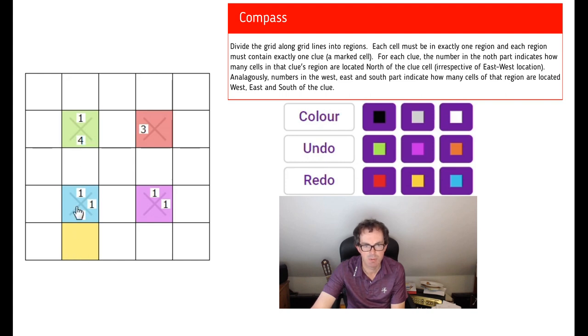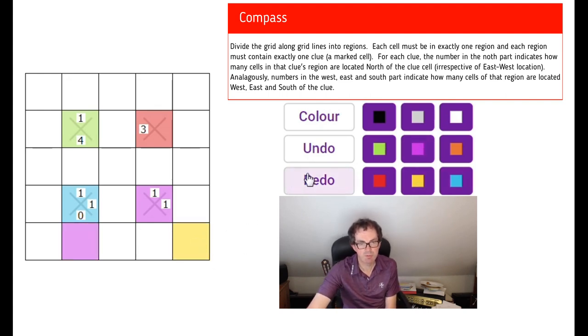We know this can't be blue. It could be purple, because purple is unrestricted coming west and south. Now, it can't be red, because red can never get to this square without taking more than 3 in a westerly direction. So this is purple.